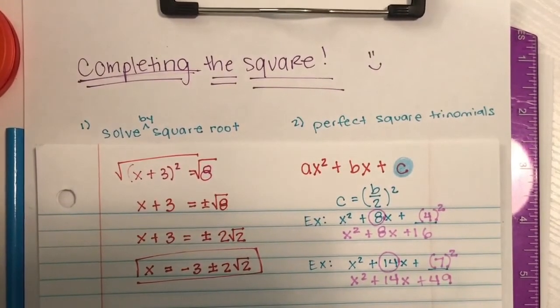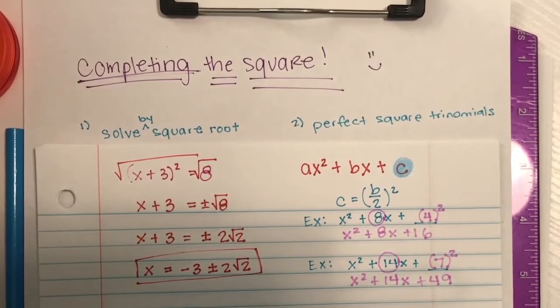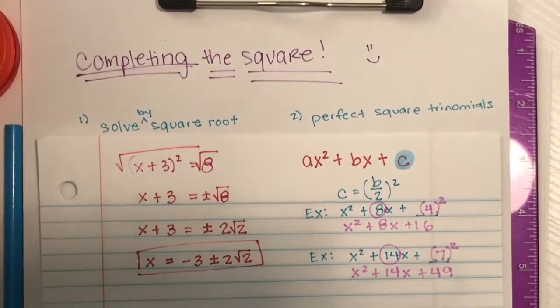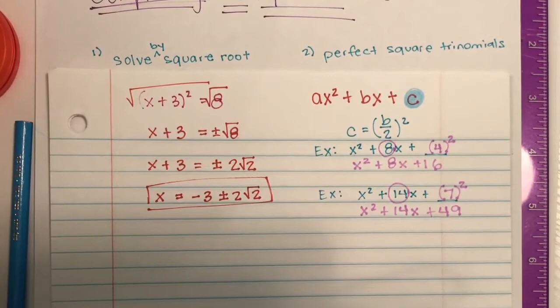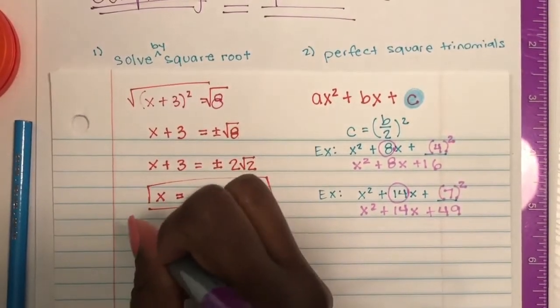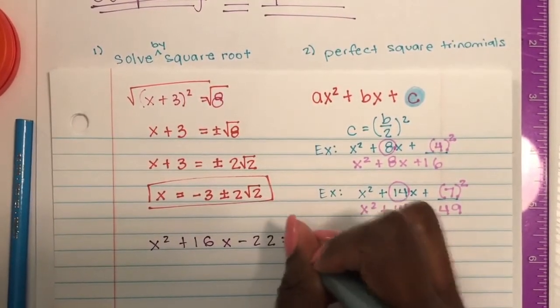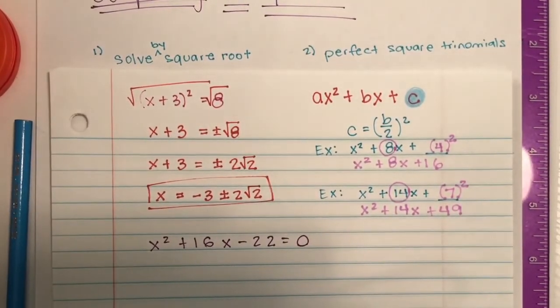All right, guys, now that you know that, now we can go into actually completing the square. And here's what you guys should know about completing the square. Completing the square is just another way to solve a quadratic. And just like quadratic formula, completing the square works for all quadratics. Okay? So let me give you an example of a quadratic that I want us to solve. Let's do x squared plus 16x minus 22 equals 0. I like that little guy.